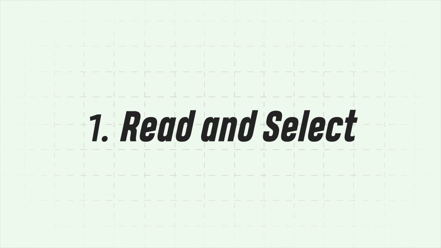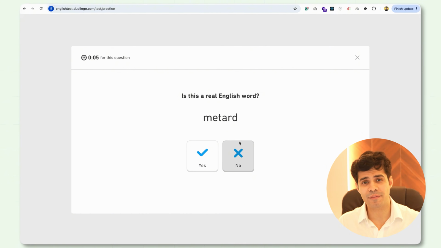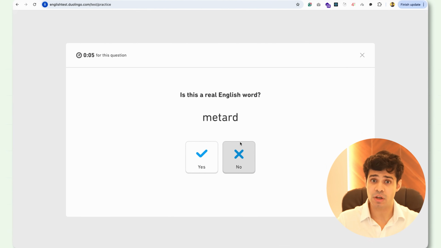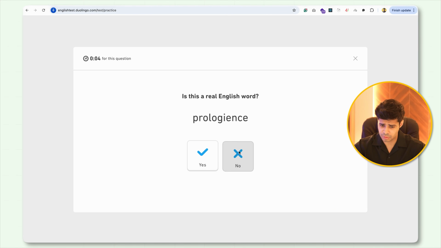The first one is the read and select questions. This is where you will see a word in front of you and you have to select whether it is a correct English word or if it is non-existent. Watch out for spelling traps, and the words that are non-existent, they will look a lot more like the words that do exist, because Duolingo likes to make them look like that. Of course, that's the whole trick, and that's why people lose points. So make sure you only select the words that you know.